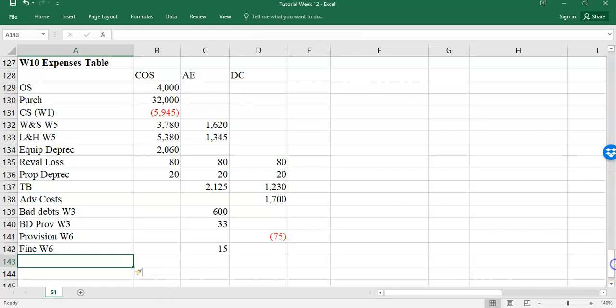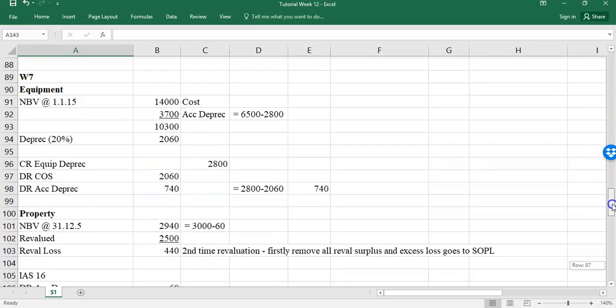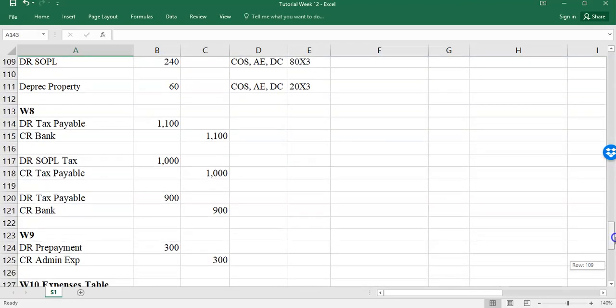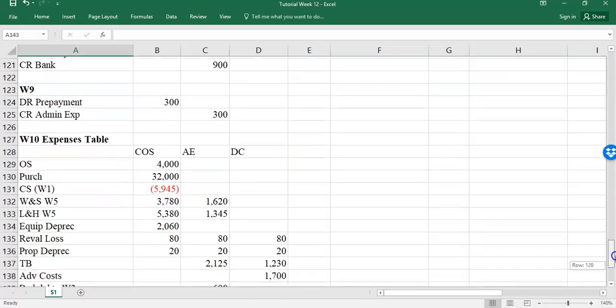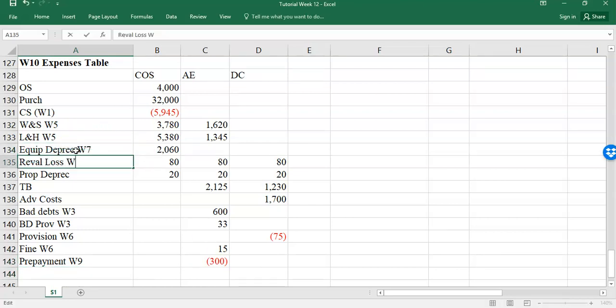We'll go to working 7 and see is there anything. Working 7 we have in already. We have the depreciation in, we have the losses. Working 8 is nothing to do with admin or distribution costs, and working 9 is the prepayment. So prepayment, working 9, minus 300. You're saying that's a prepayment for next year, and that depreciation is working 7. We've had less, working 7.